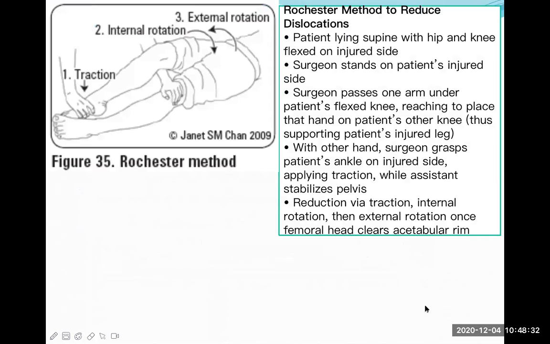Now see, there is a method to reduce the hip dislocation back into its normal position. This is known as the Rochester method. You don't need to know it in detail because you are not going to do all this procedure on your own. If somebody asks you this question, then you can say like this. You can go through this. There are different types of movement we do, and ultimately we make sure that the head has gone back into the acetabulum.